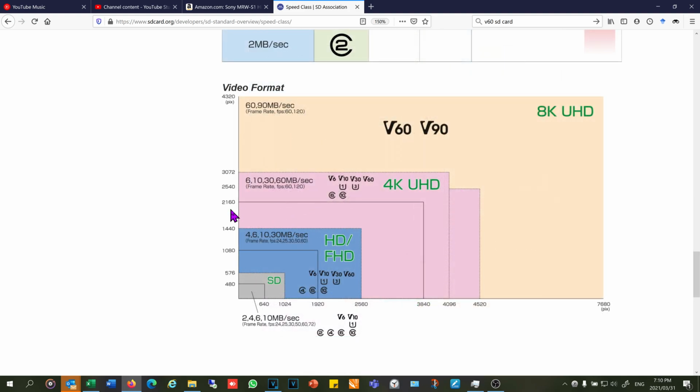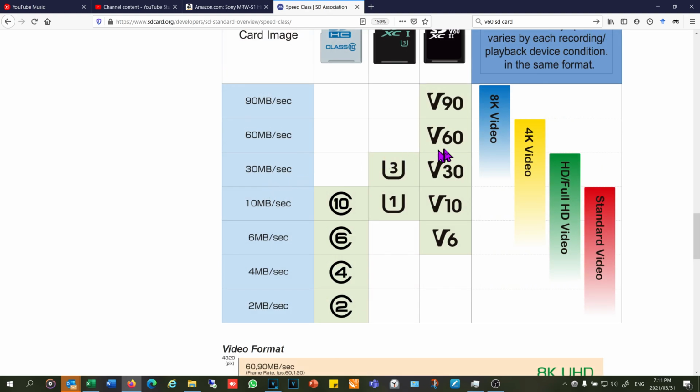If you have a look at this drawing over here, so 4K is 3840 by 2160, but true 4K is actually 4096. But anyway, here you can see V60 is in this category, and if you want to see the maximum data rate, you can see it says their frame rate, 60 frames per second or 120 frames per second, but there it says they're 60 megabytes per second. But if you go back to this table, you can see that for 4K, 60 megabytes per second is 480 megabits per second.